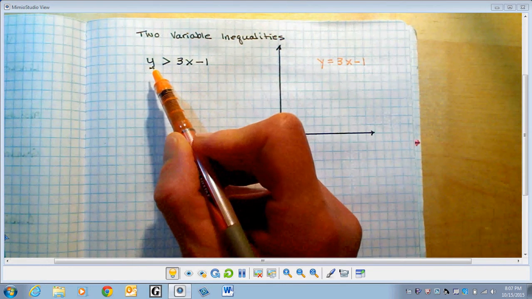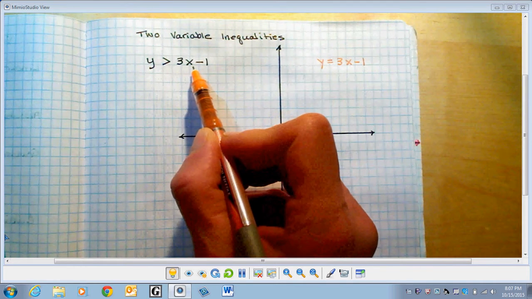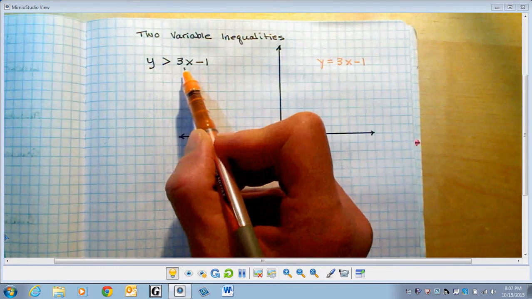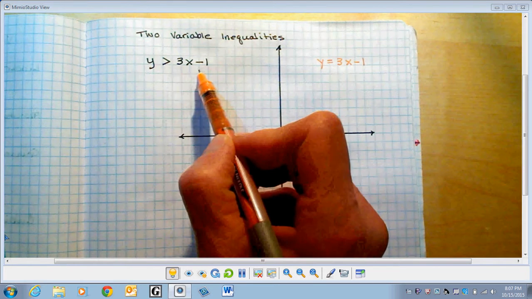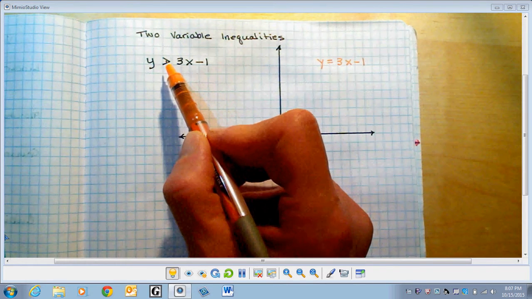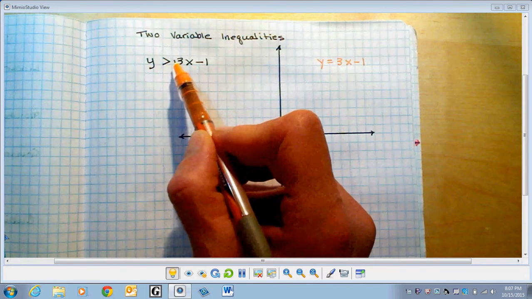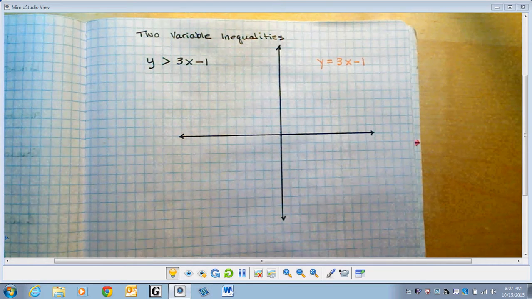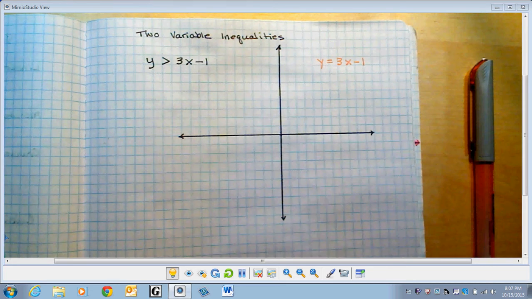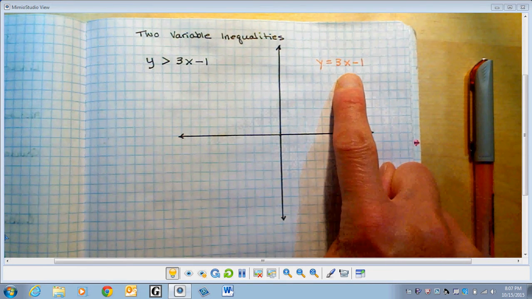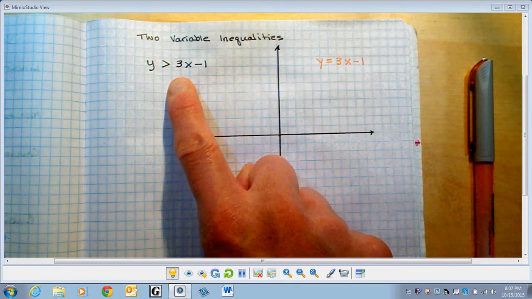Notice we have two variables, a y and an x variable. This actually is linear, and it means that when we have an inequality, we're going to have a region of numbers that's going to satisfy this equation. So let's go ahead and graph this, and then we'll talk about how we graph that.